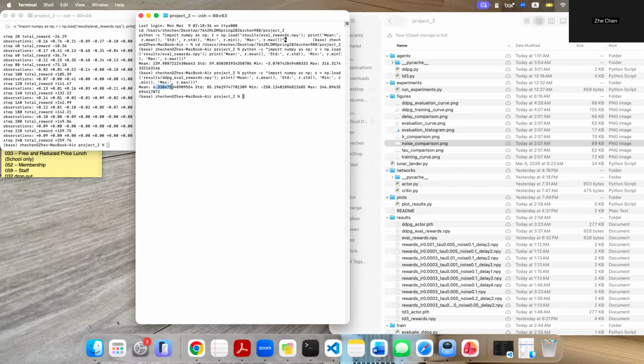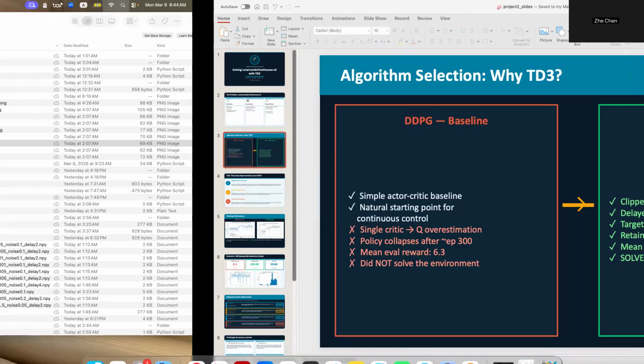TD3 keeps the structure of DDPG, but it introduces several improvements that specifically address the instability problems. With TD3, the agent achieves a mean evaluation reward of around 240, which successfully solved the environment.